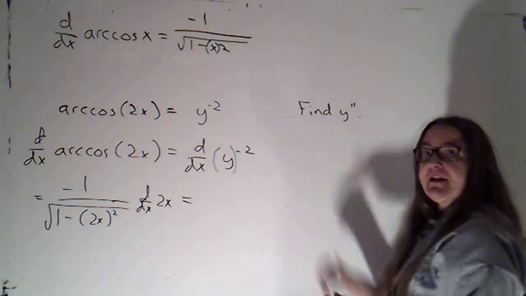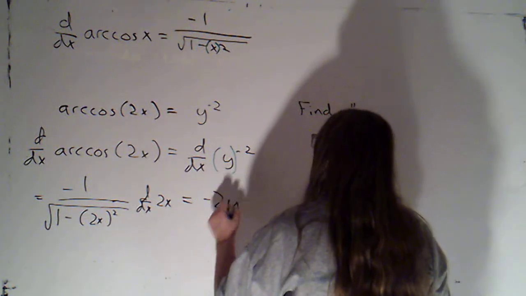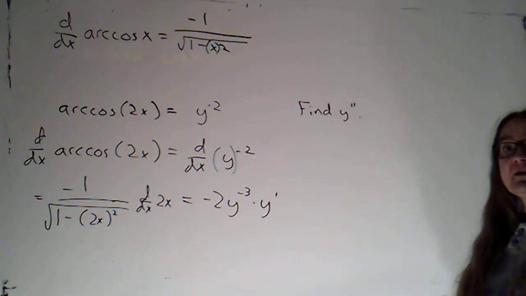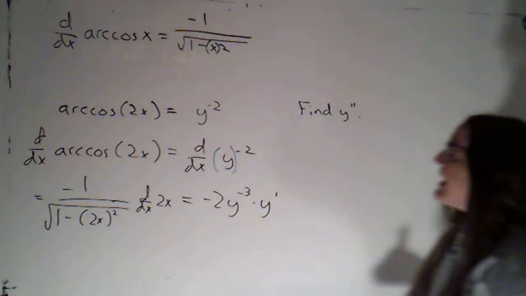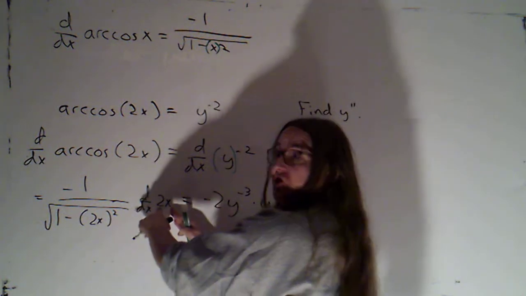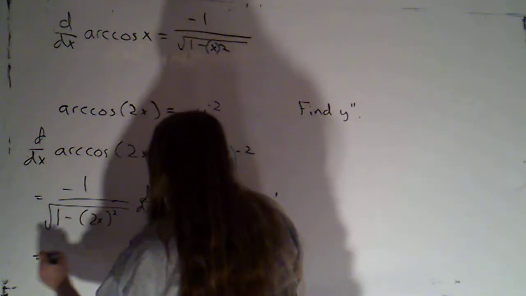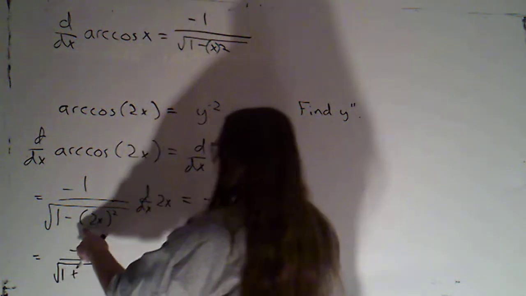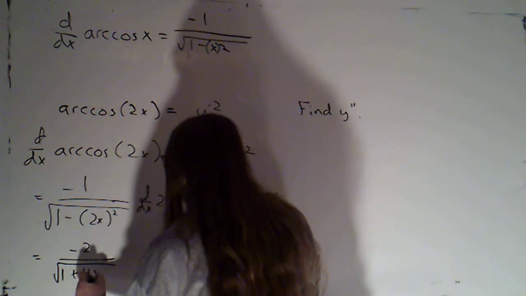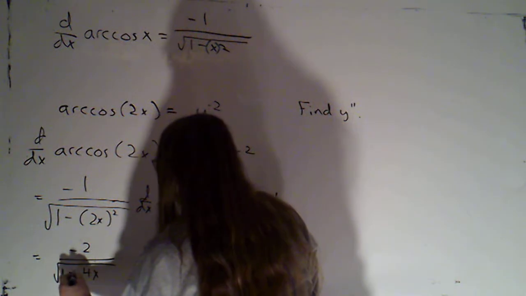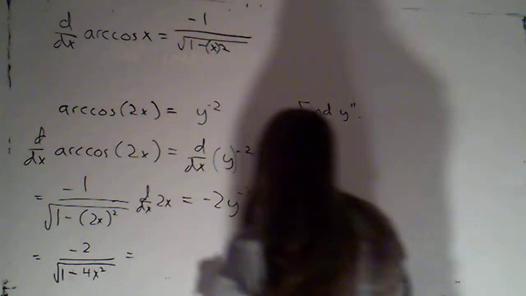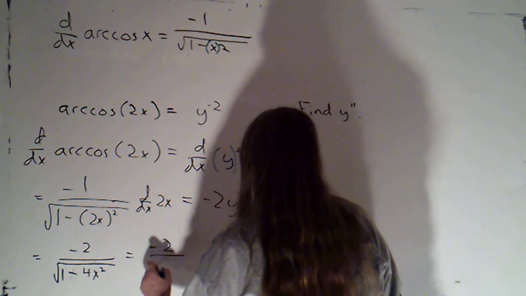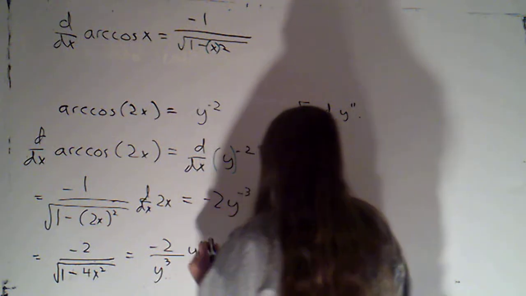That's going to equal, over here on the right, negative 2y to the negative 3 times the derivative of the inside part there, which is just y prime. Now on the left here, the derivative of 2x is just 2. I'm going to combine that with the negative 1 on top, so we get negative 2 over root 1 minus, if I square 2x, that becomes 4x squared. And that's going to equal, I'm just going to rewrite that as negative 2 over y cubed times y prime.